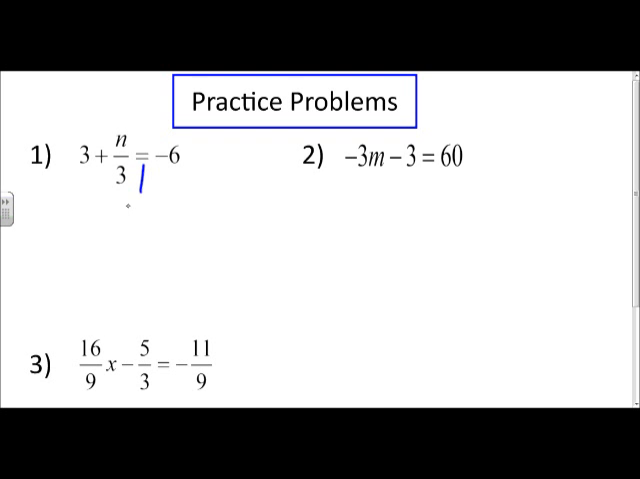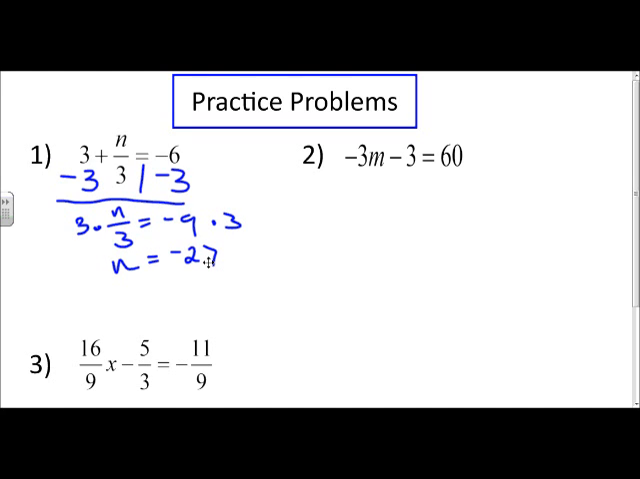I'm going to subtract the constant from the variable side. So 3 is my constant there. I'm going to subtract that on both sides. N over 3 equals negative 6 minus 3 is negative 9. Since n is being divided by 3, I want to multiply both sides by 3. 3 times n over 3 is just n, and negative 9 times 3 is negative 27. To check this, I'm going to take my 3, and I'm going to add negative 27 over 3 to that. Well, that's just equal to 3 plus negative 9, which is equal to negative 6. So that checks out.